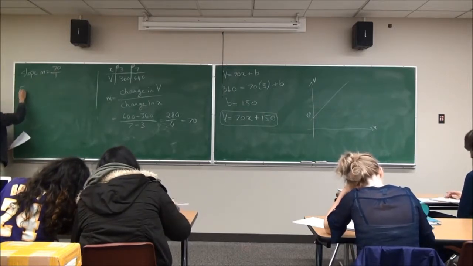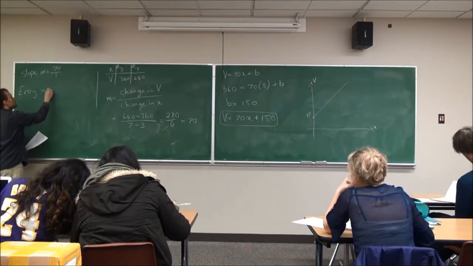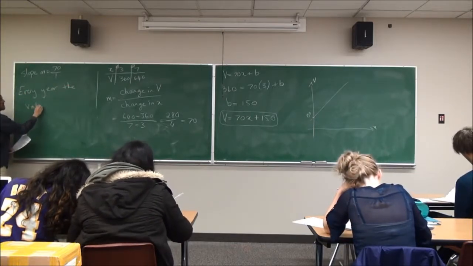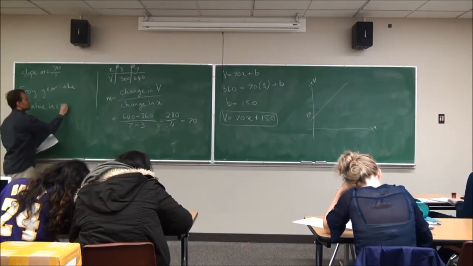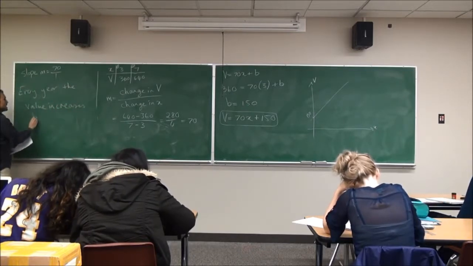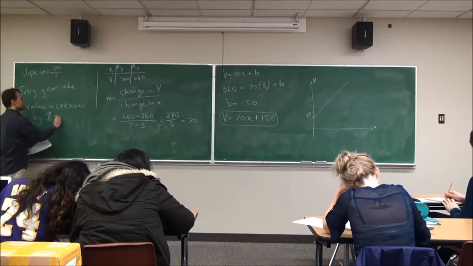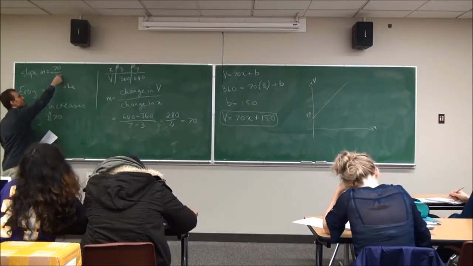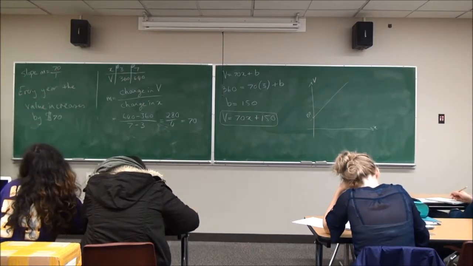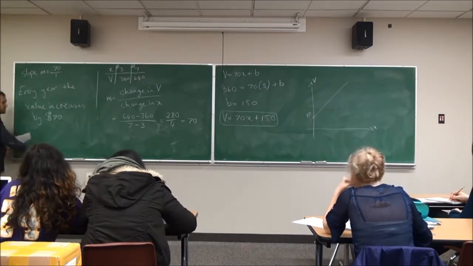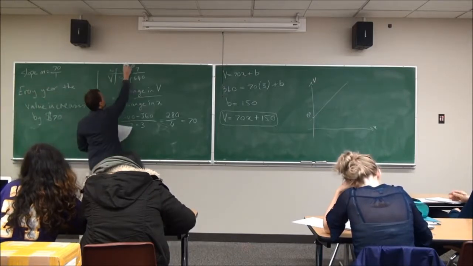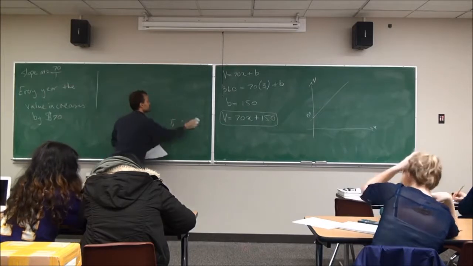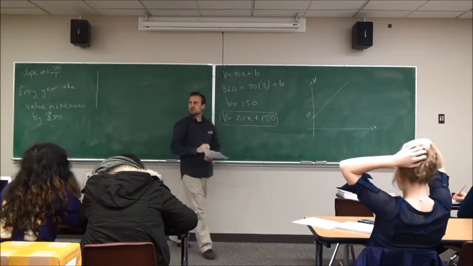That means every year the value increases by $70. If the number of years go up by 1, the value goes up by 70. So it's a reasonably good investment, it seems like. $70 every year, maybe. Any questions on that?